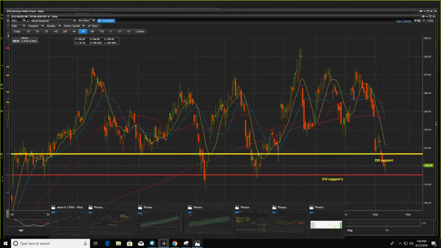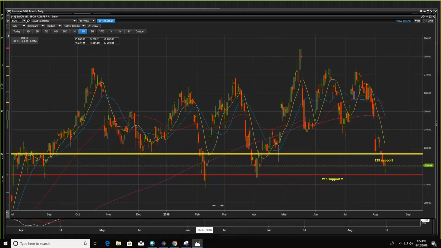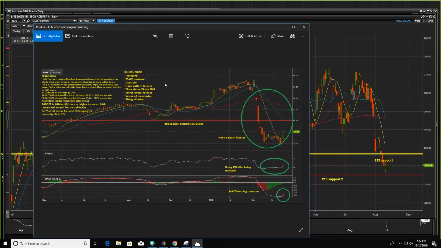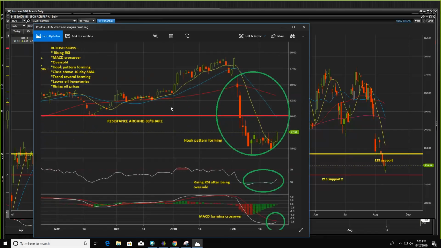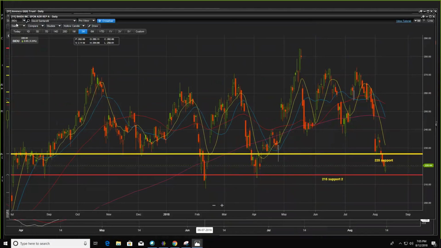Let's see what else I got here. Here was an old trade on ExxonMobil, another hook pattern. As you see, this one's actually a little bit older. This is going all the way back to the end of February. I don't know the date on here, but let's zoom in a little bit. As you see, ExxonMobil back in February 14, 15. So this is towards the end of February, February 20-some. Let's take a look at what she did.